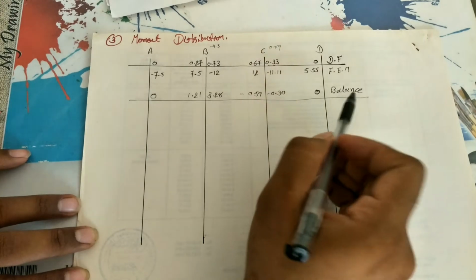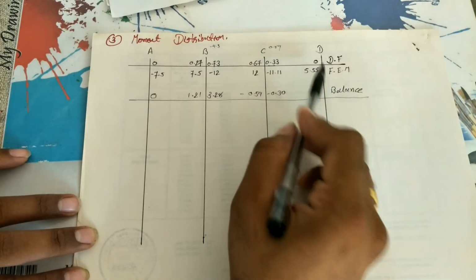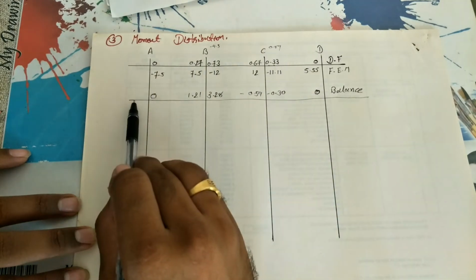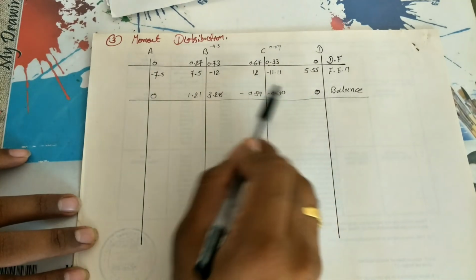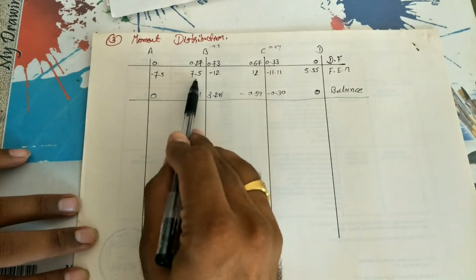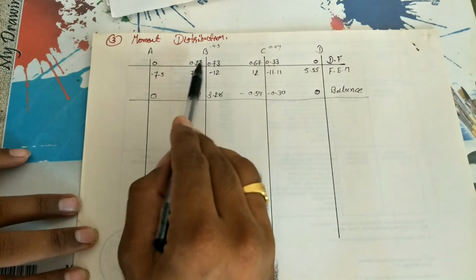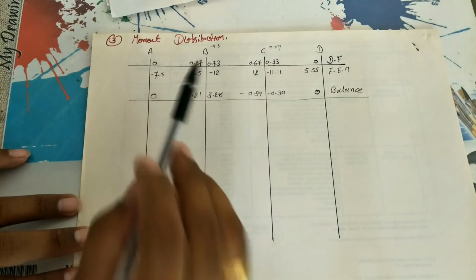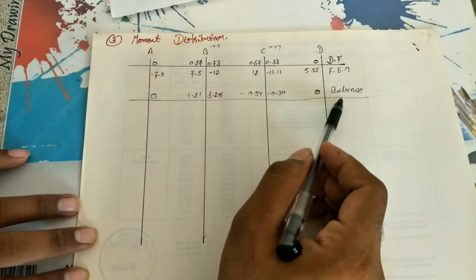So this is your first balance. Okay, so all things are balanced. We have to assume the ends as 0 value, and at the intermediate support we have to calculate like this: addition of end moments multiplied by the individual distribution factor. Okay, and write the opposite of that answer over here. Now this is balanced.